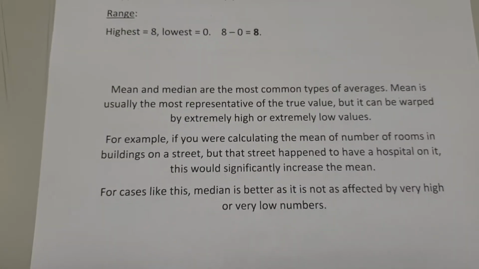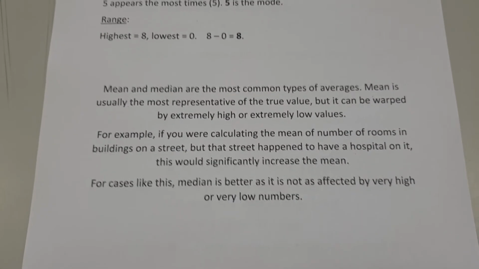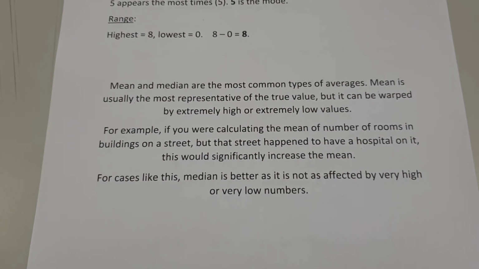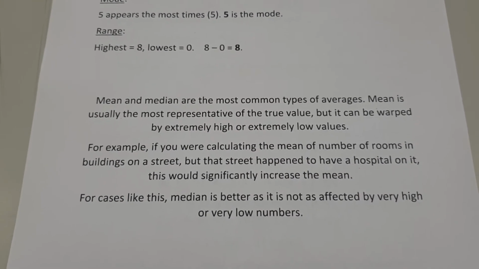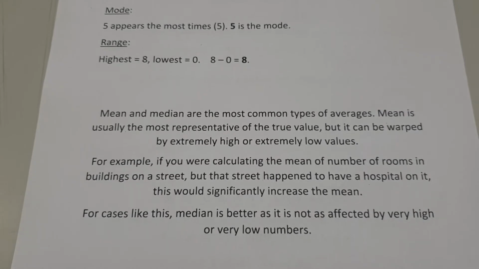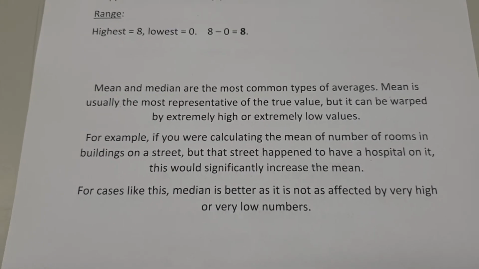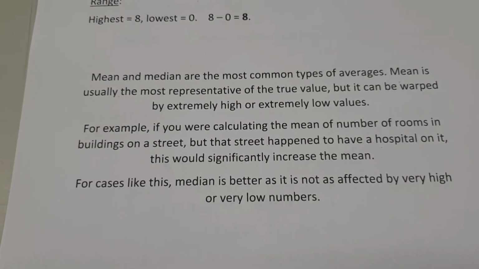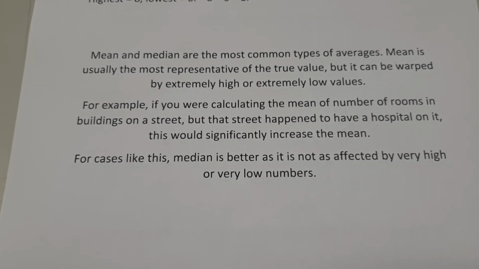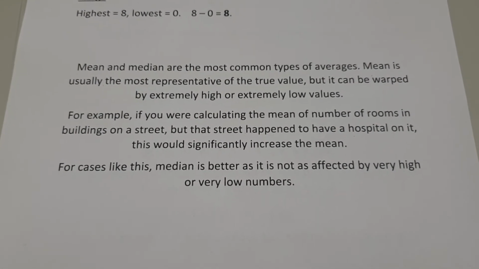Just a final point, mean and median are the most common types of average. Mean is usually the most representative of the true value, but sometimes if there's a really high or a really low value, it can really distort it. So for example, if you were calculating the mean number of rooms in buildings on a street, and most of the buildings on that street were houses, but then there was also a hospital, that would significantly increase the mean.